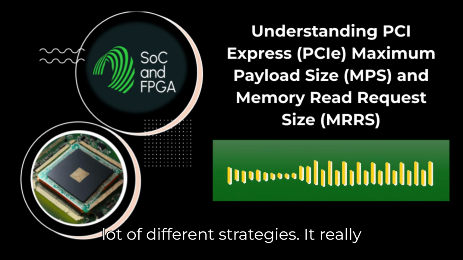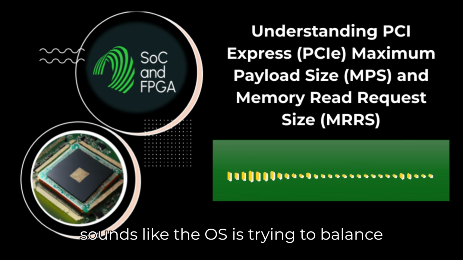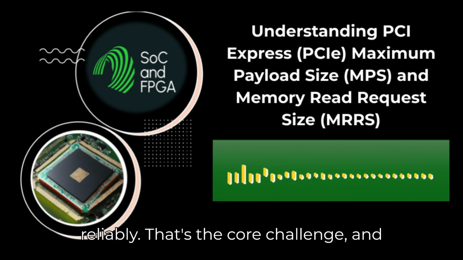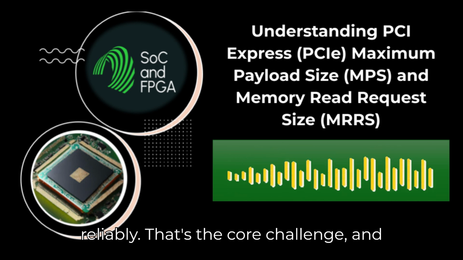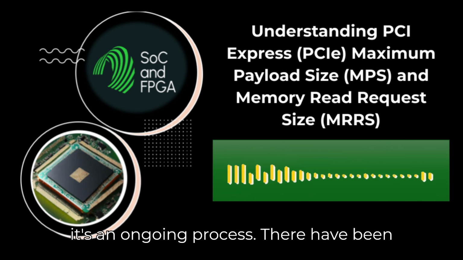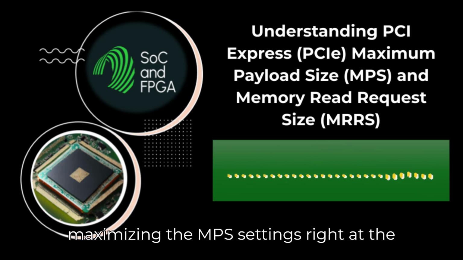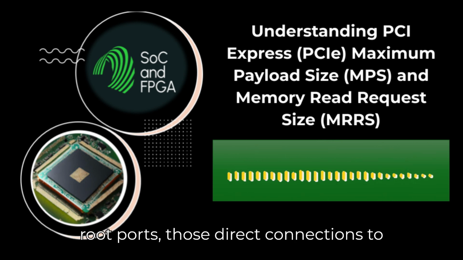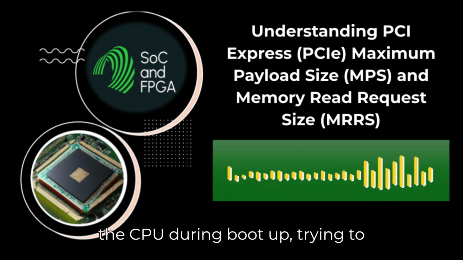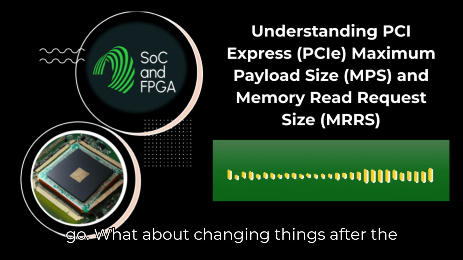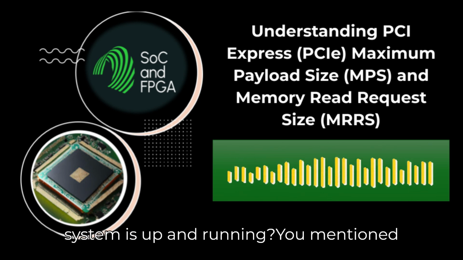Wow, okay. That's a lot of different strategies. It really sounds like the OS is trying to balance raw performance against making sure everything actually works together reliably. That's the core challenge. And it's an ongoing process. There have been recent efforts in the Linux kernel, for instance, to be more proactive about maximizing the MPS settings right at the root ports, those direct connections to the CPU, during boot up, trying to establish a faster baseline from the get-go. What about changing things after the system is up and running?